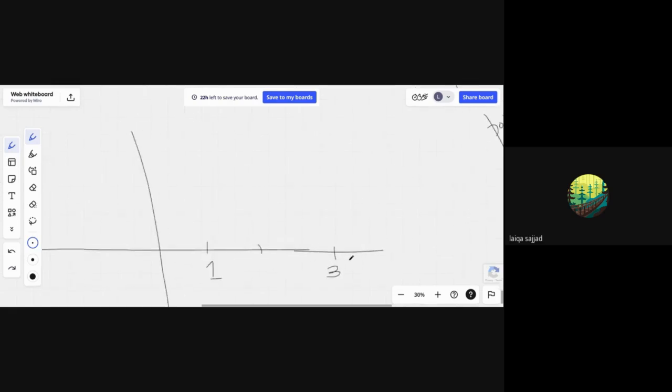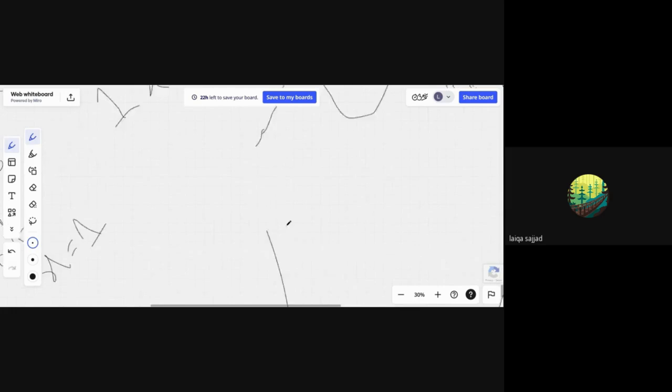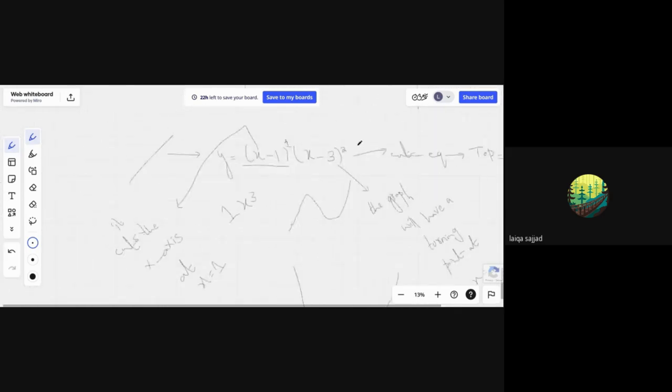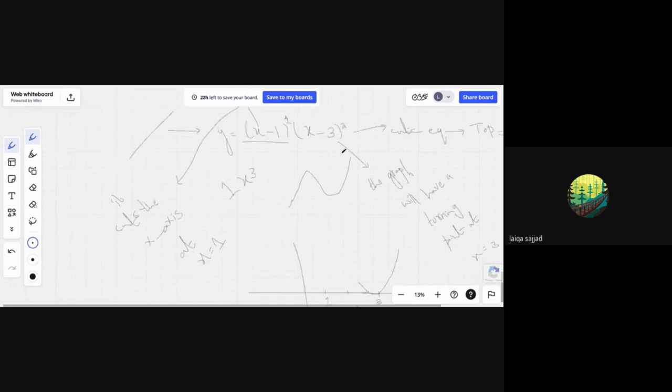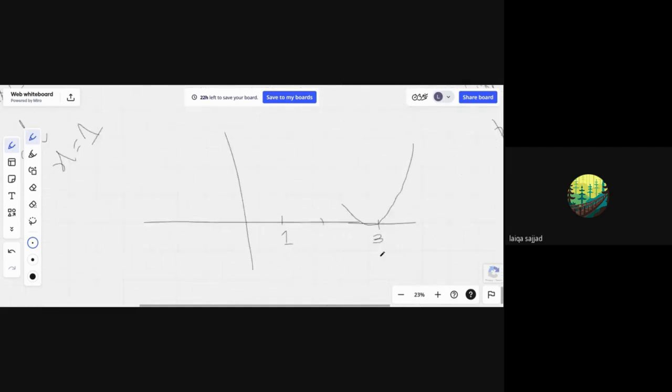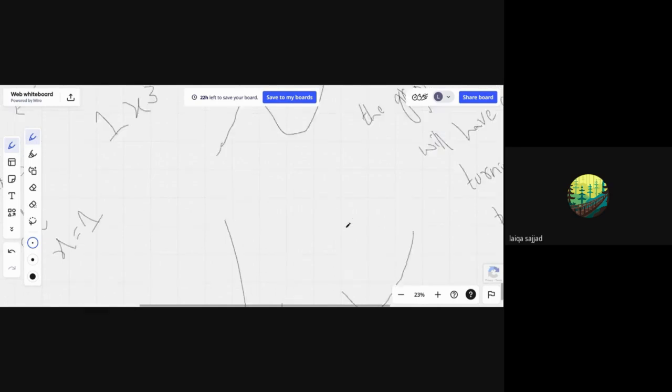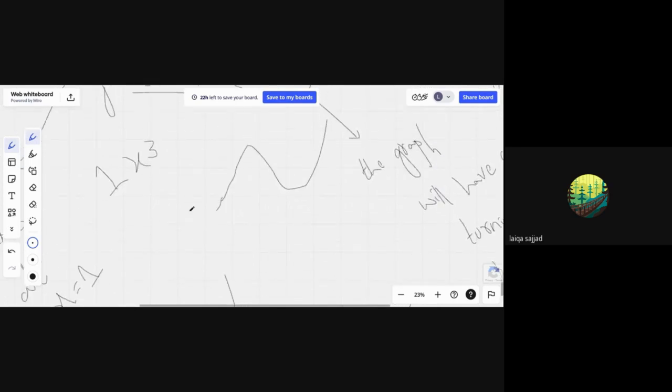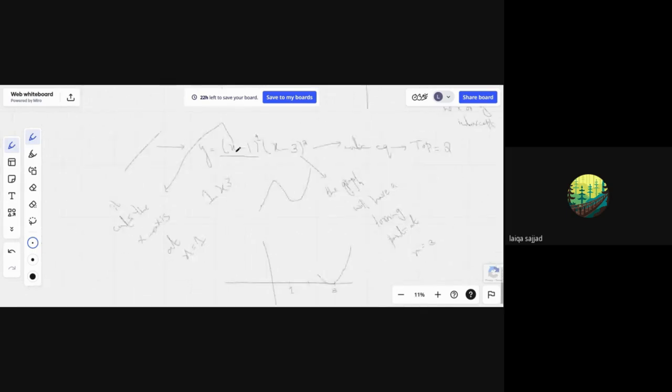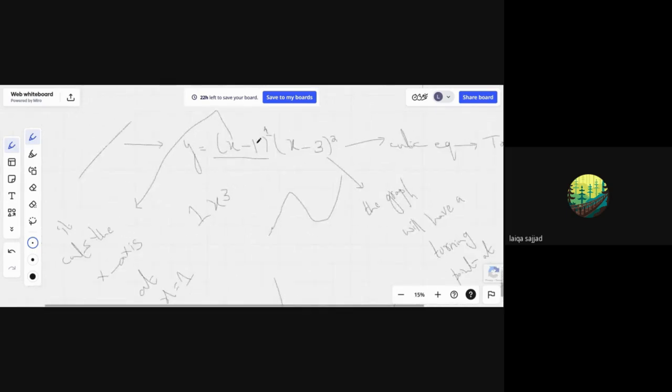3. It does not only cut through at this point, instead it will give you a turning point because the power on that factor was 2. From here, you can see that the power was 2, so that's why it would give you a turning point at this point 3. After that, you can see that this one only had a power of 1. It means that the graph will only cut the x-axis at the point where x equals 1.